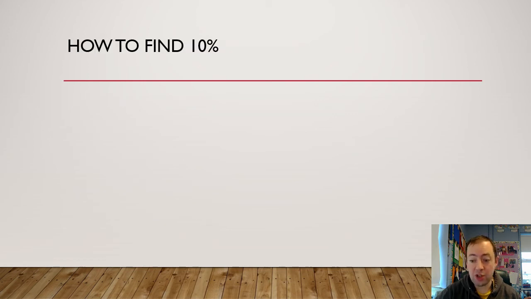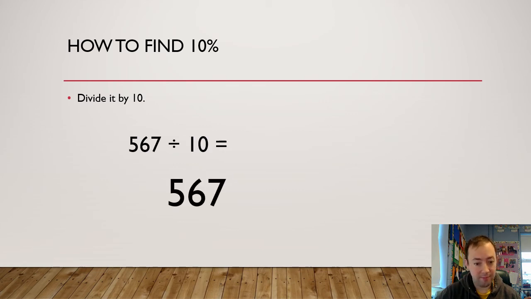Next one, I'm going to show you how to find 10%. Dead easy, just divide it by 10. Now you did this yesterday, so all you're doing is moving it one place to the right. So 567 divided by 10. Easy, move it one place to the right, your answer is 56.7. There's no thinking at all involved in that, you just move it one place to the right.